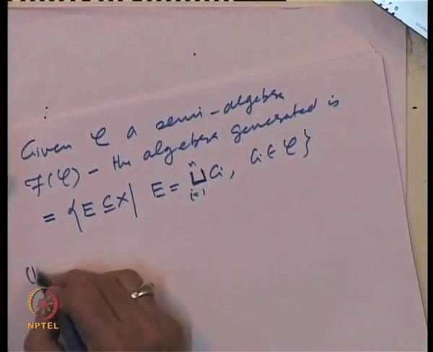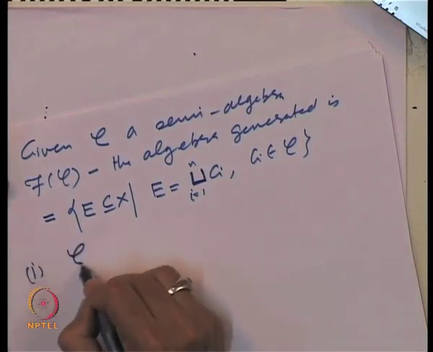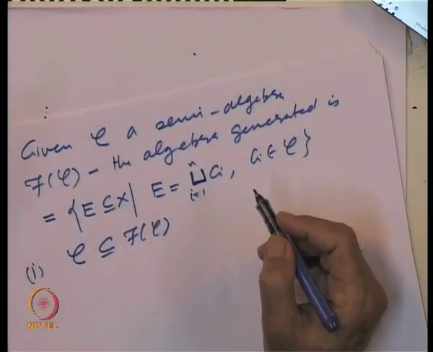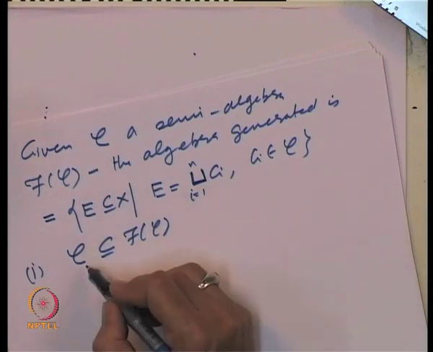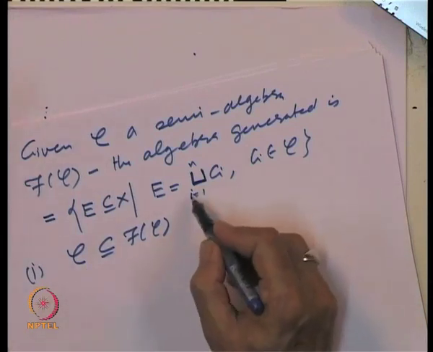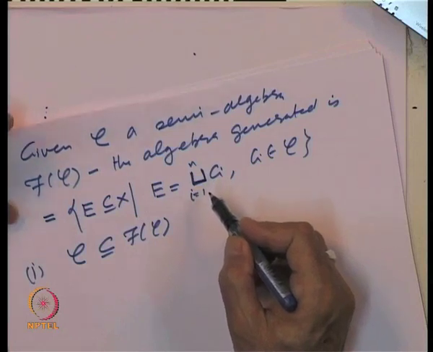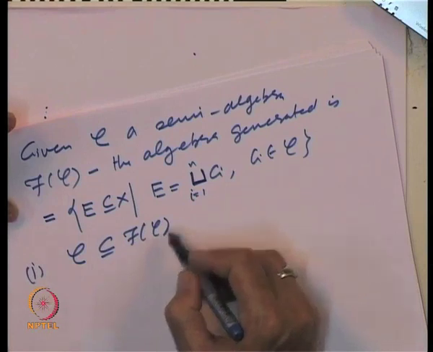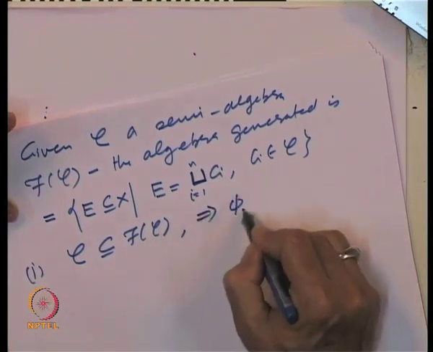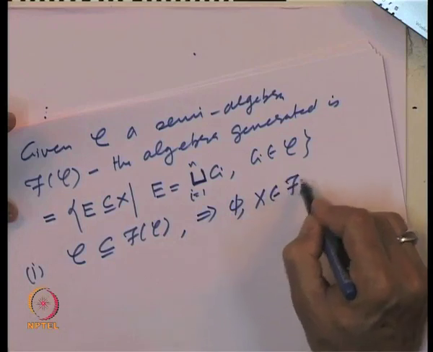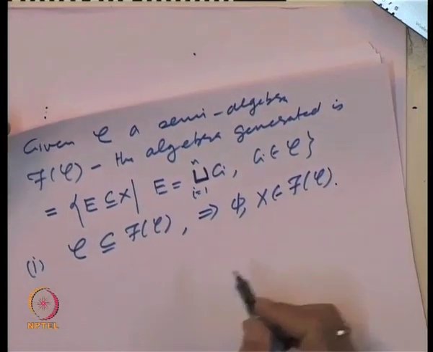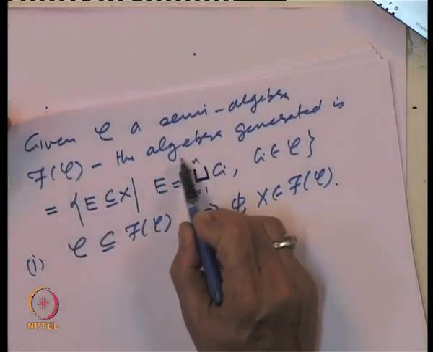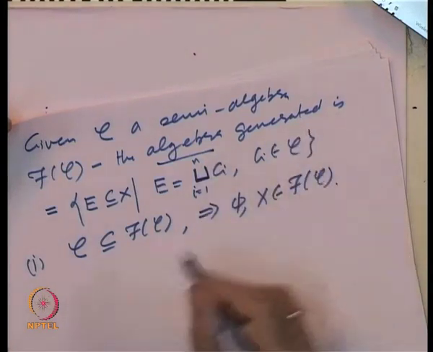So, let us observe first a few things. First of all, C is a subset of f of C. That should be obvious, because every set in C is a union of itself, a single set. So, E has a representation as a union of itself, and only one set is involved. And that implies that the empty set and the whole space belong to f of C. As a consequence, it implies the first property required for f of C to be an algebra, and generated, we will see it later.